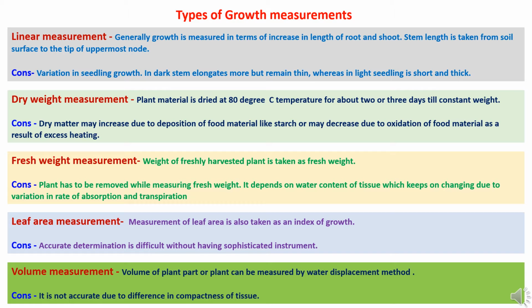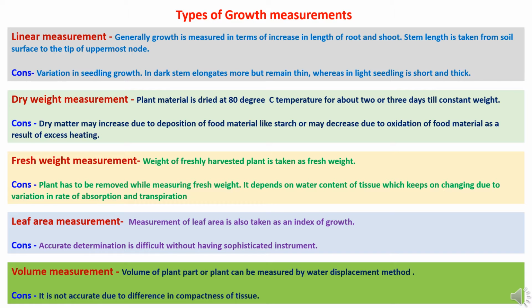Second measurement is dry weight measurement, where the plant material is dried at 80 degrees centigrade for about 2 or 3 days till getting constant weight. In this measurement also there are some constraints, like dry matter may increase due to deposition of food material like starch, or may decrease due to oxidation of food material as a result of excess heating. So there are some chances of error in getting the actual measurement.